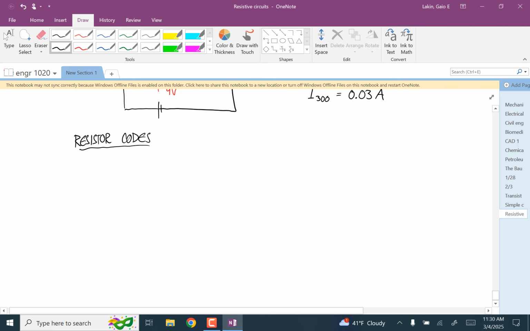So the resistors on the bands work. A black band means 0. A brown band means 1. Red is 2. Orange is 3.